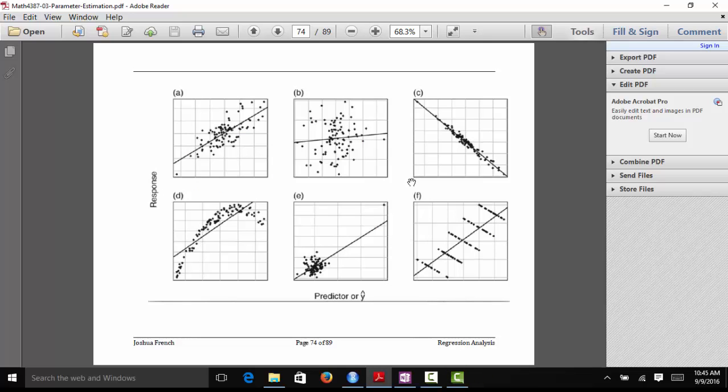And I want you guys to pause this video for a second, and I want you to assess whether you think R squared is a meaningful measure in each one of these data sets.